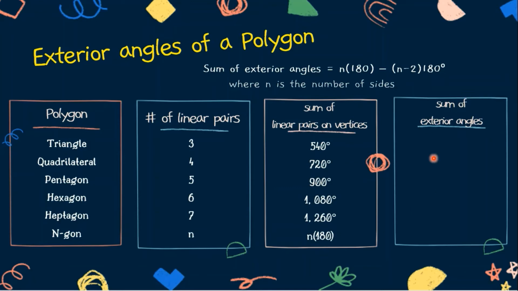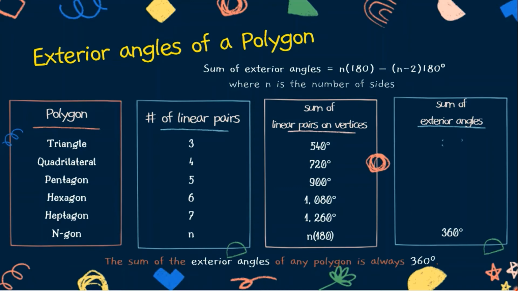Now, what is the sum of the exterior angles for each of these polygons? Remember that the sum of the exterior angles of any polygon is always 360 degrees. Kaya naman, for n-gon, 360 degrees yung sum niya for the exterior angles. Meaning, kahit ano pa man yung number of sides ng polygon, it doesn't matter. The sum of the exterior angles is always 360 degrees.